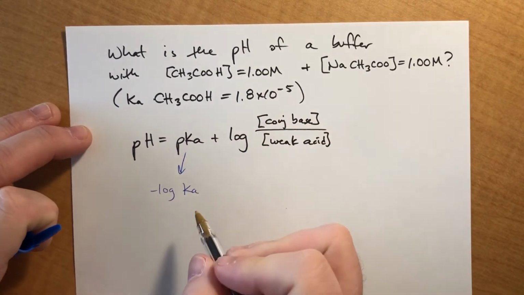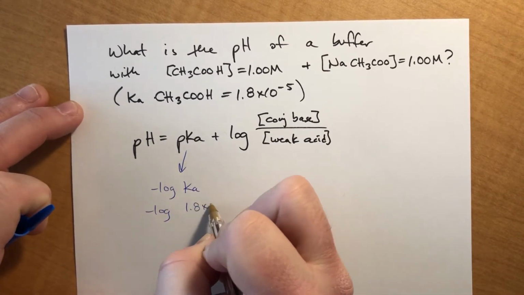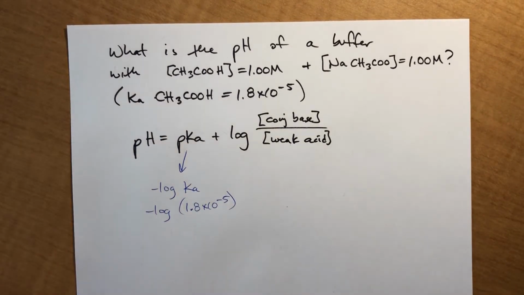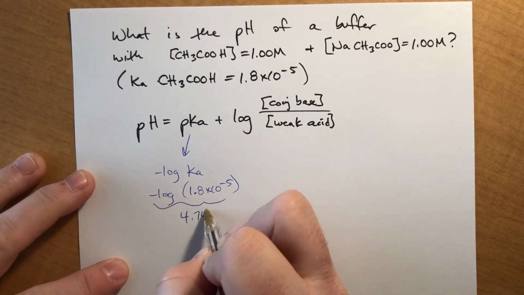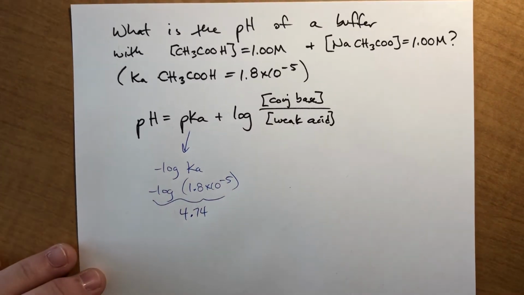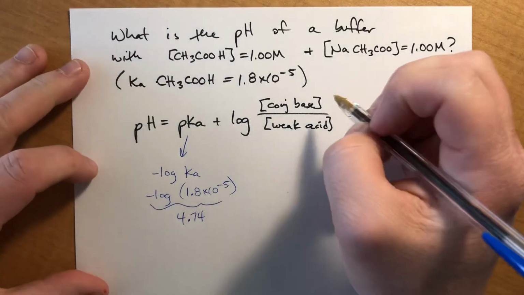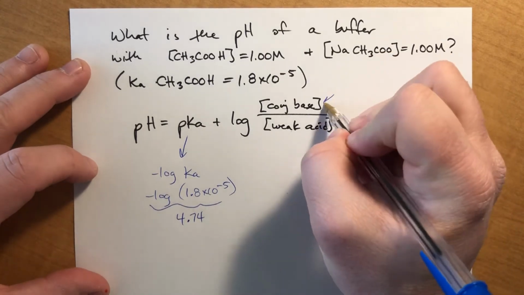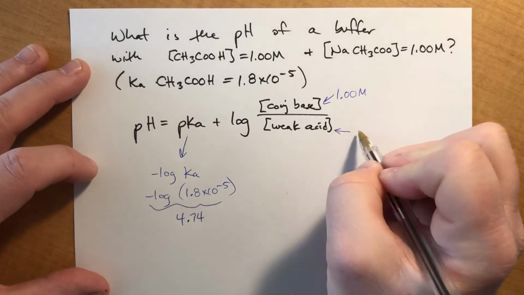And we have Ka, so I'm going to plug that in. Negative log of 1.8 times 10 to the negative fifth. If you plug that in a calculator, it comes out to 4.74. Essentially both of these are 1s: this is our conjugate base, its concentration is 1.00, and this is our acid, it's 1.00.